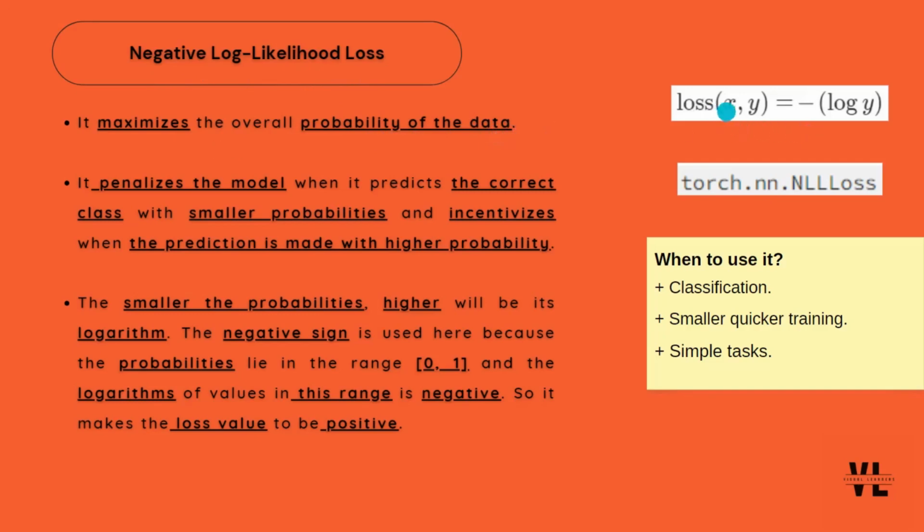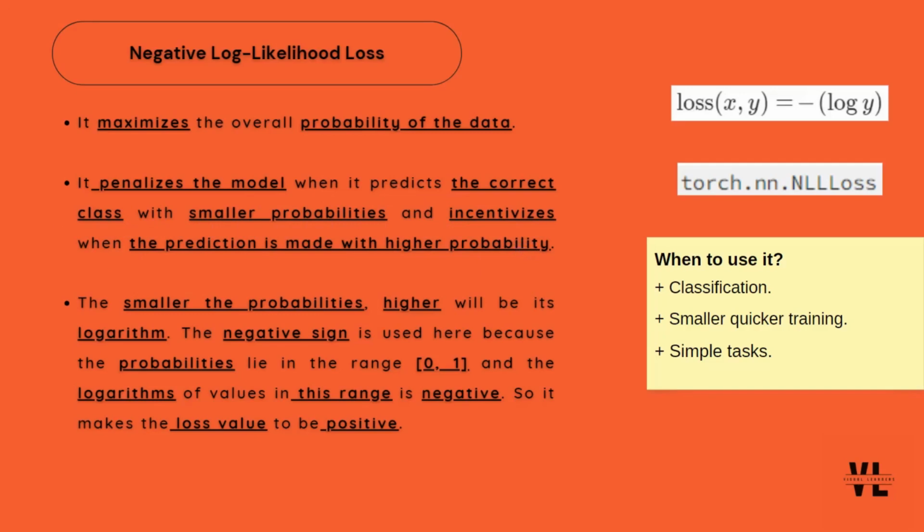So we can assume that X is the output from our model and Y is our target variable. And we're going to take the negative of the logarithm of the target variables. Or in this case, instead of the target variables here, we're going to use the prediction from our model. So we can just replace the meaning of X and Y. It penalizes the model when it predicts the correct class with smaller probabilities, and incentivizes when the prediction is made with a higher probability.